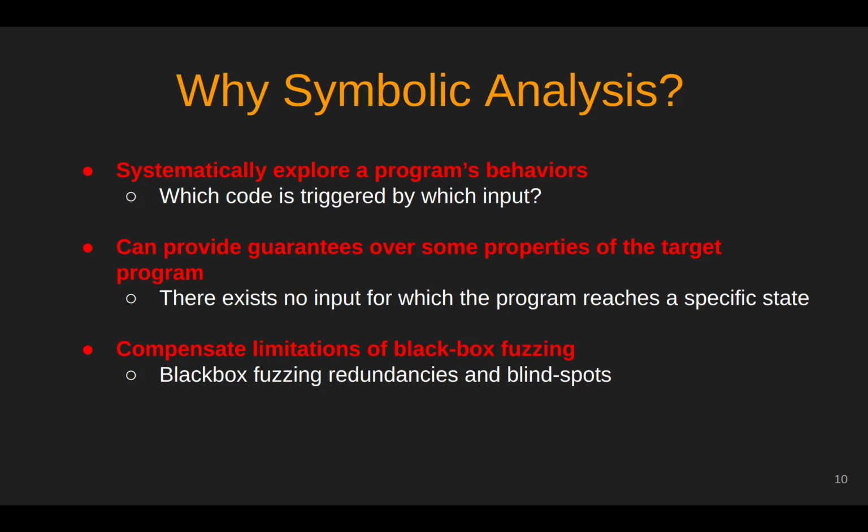So why do we do symbolic analysis? We looked at why we do binaries, and now why symbolic analysis? Symbolic execution allows you to explore a program's set of behaviors systematically. So you want to know which code is triggered by which input. You can see all the paths that reach that code, trace them back to the constraints on the input, and you know which inputs trigger which code, or vice versa.